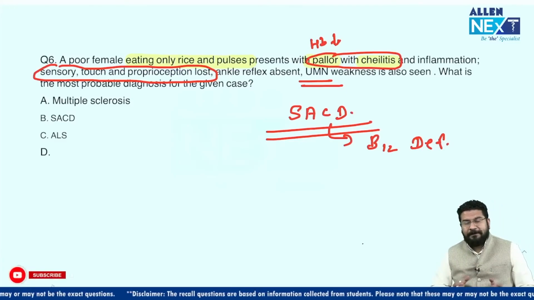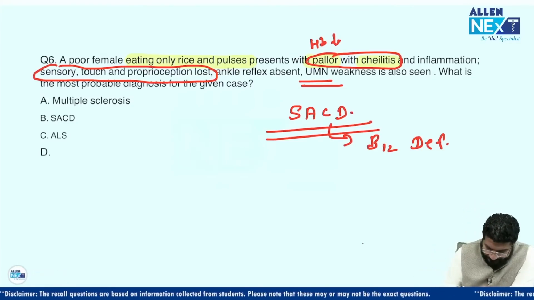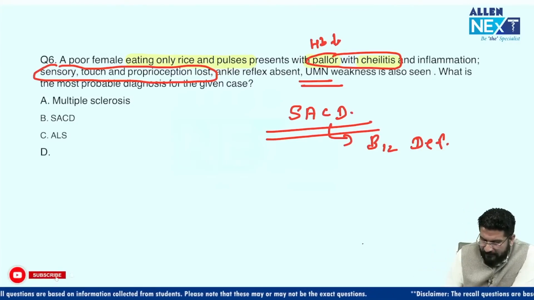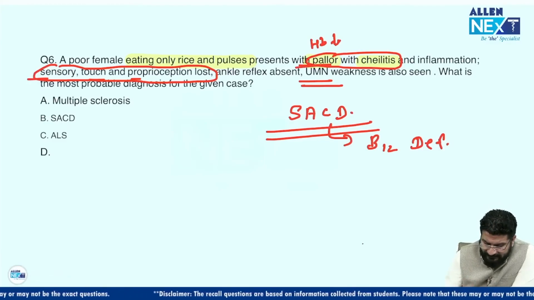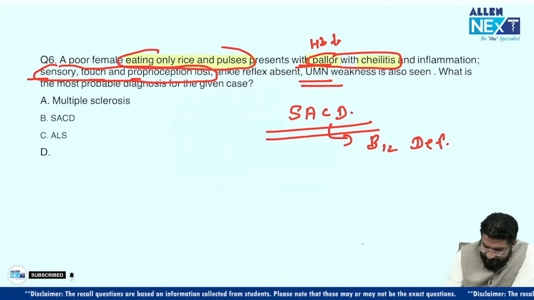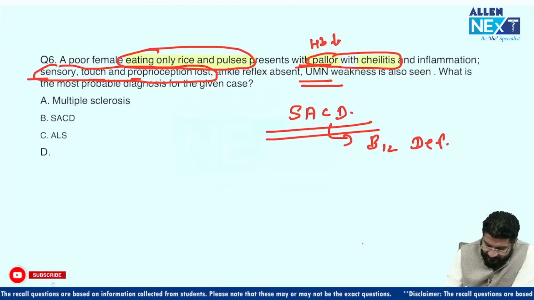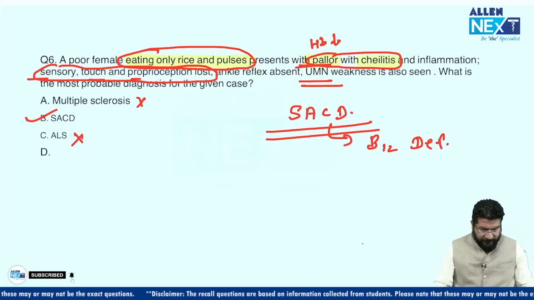Again, it was a tricky paper. They have collaborated biochemistry with medicine. In multiple sclerosis, you will not see cheilitis or pallor. You can see inflammation, and you can also see sensory touch and proprioception loss, and UMN weakness, but remember, pallor is the classical hint in the MCQ, that it is due to some deficiency. Then you can see eating only rice and pulses. These are the two important hints. So the answer for this question is SACD, which is due to B12 deficiency. Clear? Okay, coming to the next question.